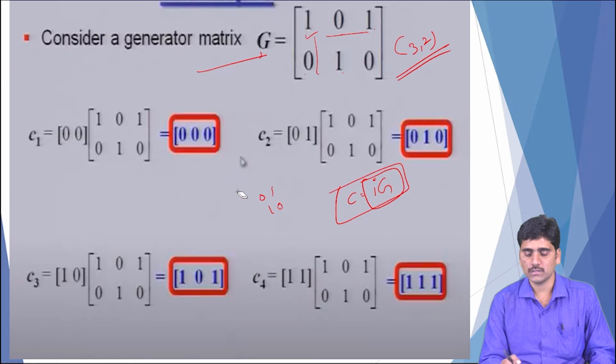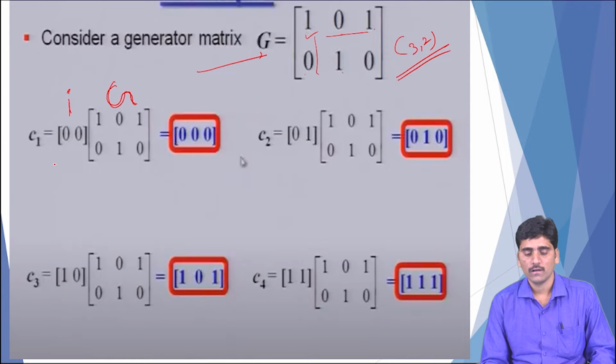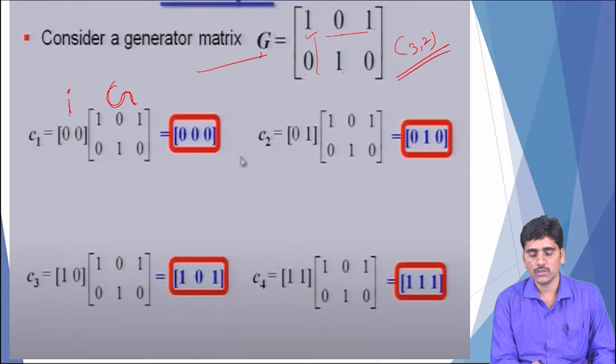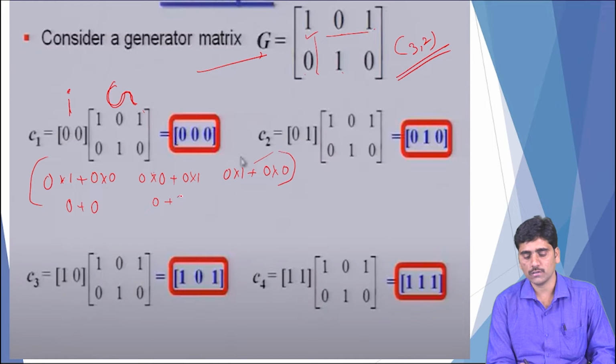See here. First one, C1 equals 0 0. This is I and this is G. So what is the C1 value? 0 into 1 plus 0 into 0. Next, 0 into 0 plus 0 into 1. Again 0 into 1 plus 0 into 0. So 0 into 1 is nothing but 0 plus 0 into 0 is 0. And again 0 into 0 is 0 plus 0 into 1 is 0. And similarly 0 into 1 is 0 plus 0 into 0 is 0. So totally we get the code word 0 0 0.